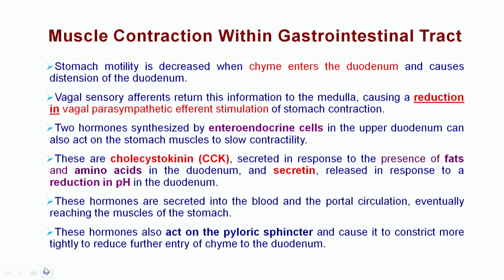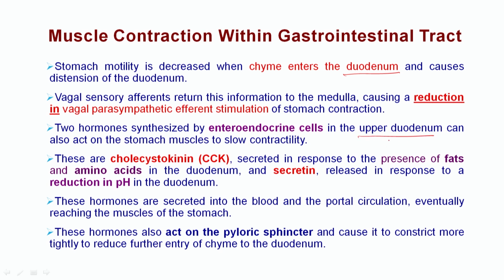Stomach motility is decreased when the chyme enters the duodenum. So when it enters the duodenum, the stomach motility decreases. Vagal sensory afferents return this information to the medulla, causing a reduction in the vagal parasympathetic efferent stimulation of stomach contraction, and hormones are synthesized by enteroendocrine cells in the upper duodenum.